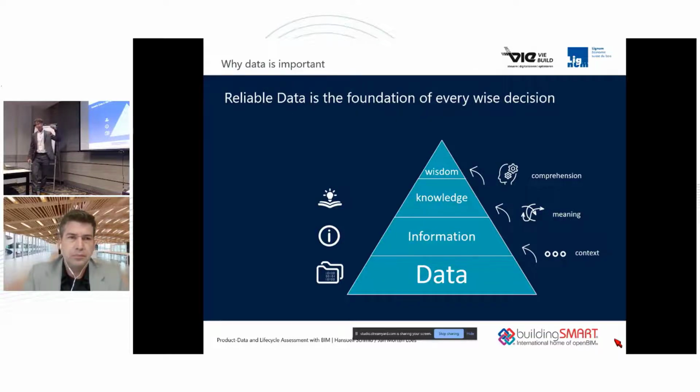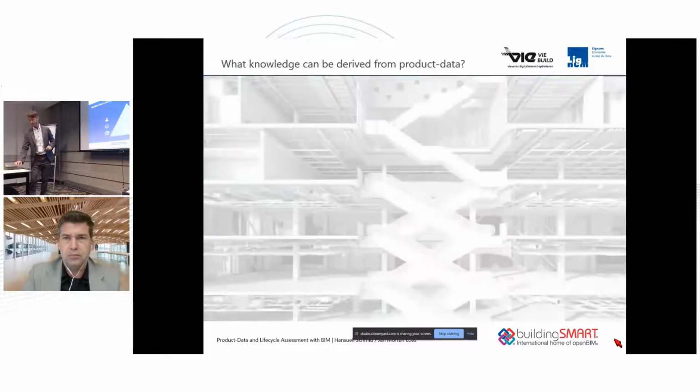And when we put meaning to the information that we derive from the model, then we create knowledge. And if we truly understand that, we can make wise decisions. So this is the analysis part of our process. So what questions can we ask from the product data in our model?